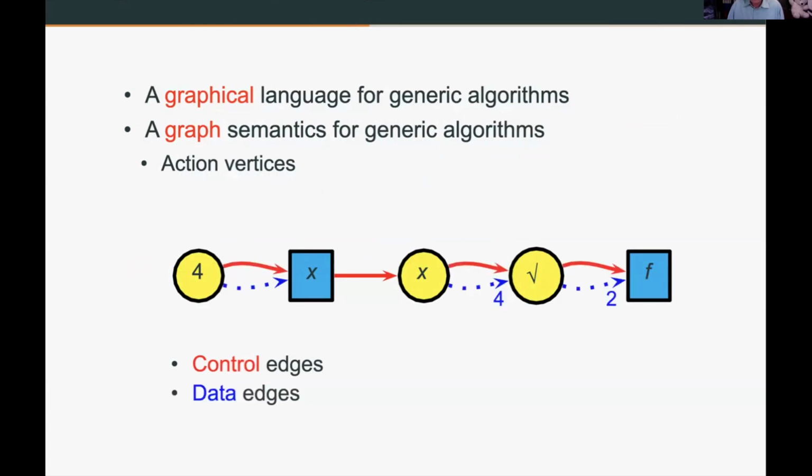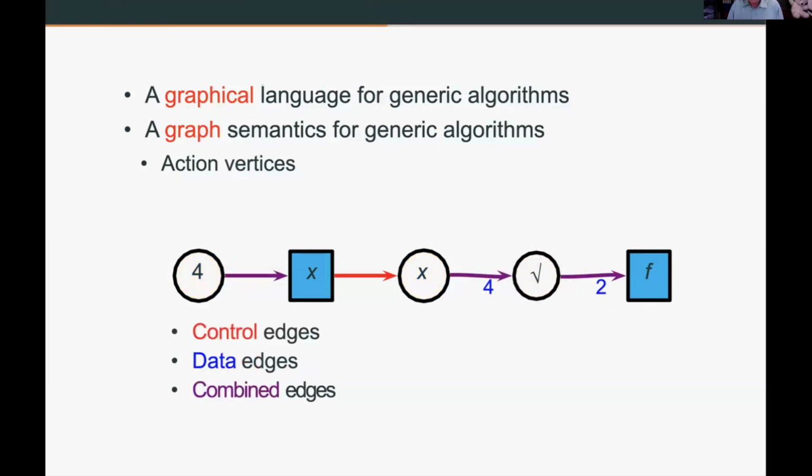Also data edges, that you read the 4 and pass on that value along a channel, this blue channel, to the right, and so on. So those are data edges. And if you're not color challenged, then the purple here is meant to be both red and blue, that the edge from read 4 to write X is both a control edge, meaning that you have to read before you write, and also passes the value on.